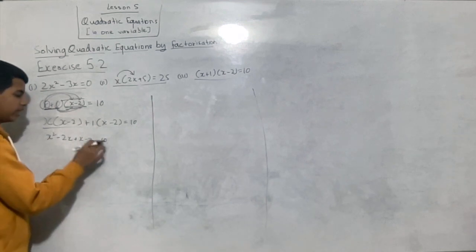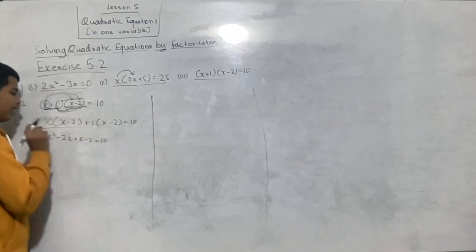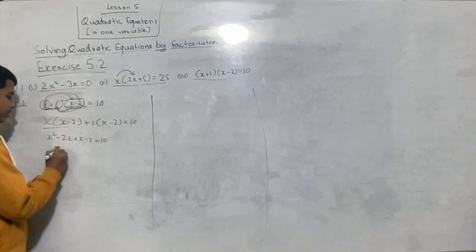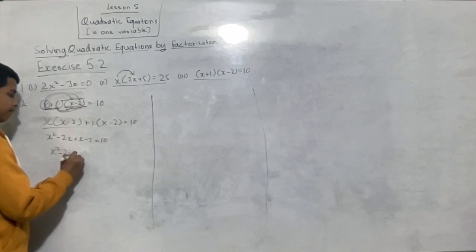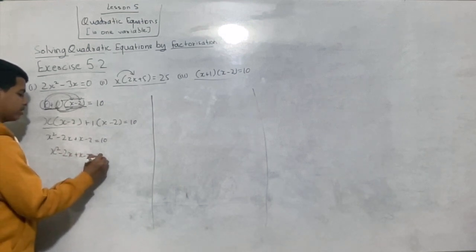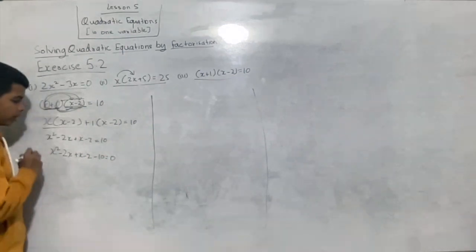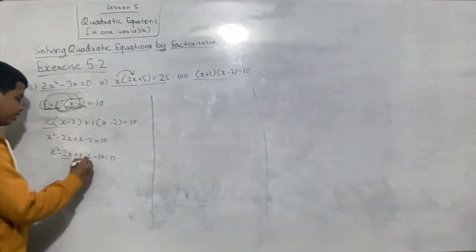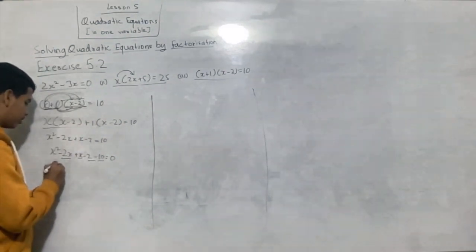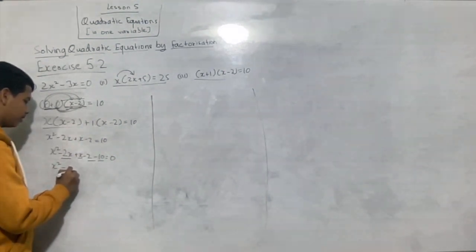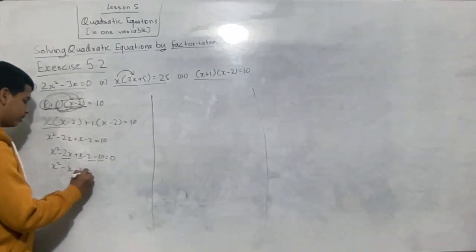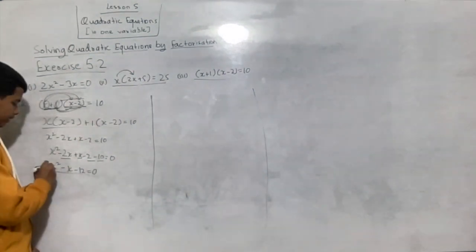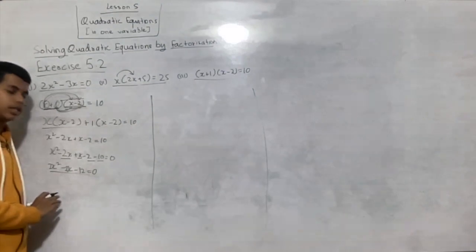Now let's take this 10 to the left-hand side. Here I get x square minus 2x plus x minus 2 minus 10 is equal to 0. Now what can we cancel out? We can cancel out this minus 2x and x, and this and this. So x square minus x minus 12 is equal to 0. There is a 1 here, and there is a 1 here. Okay, so 1x square minus 1x minus 12 is equal to 0.